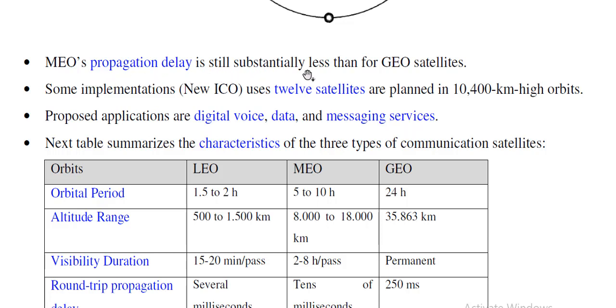So the propagation delay is still less than the GEO, since the MEO satellite is installed 5,000 kilometers above Earth, not 35,000 kilometers like the GEO, which means that the delay is less than the GEO. Of course, it's higher than the LEO, but less than the GEO. And the number of satellites that we need in one orbit is less than 30, only 12 satellites, to guarantee full coverage. Of course, the same as in LEO, the satellites are also used for voice communication, data communication, and messages.